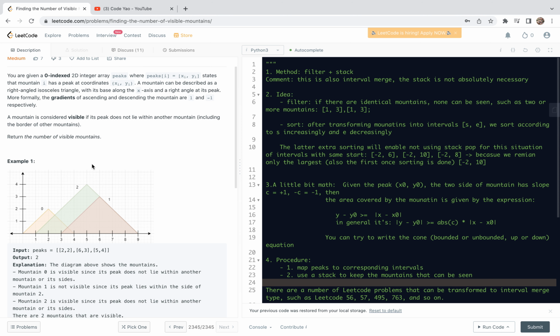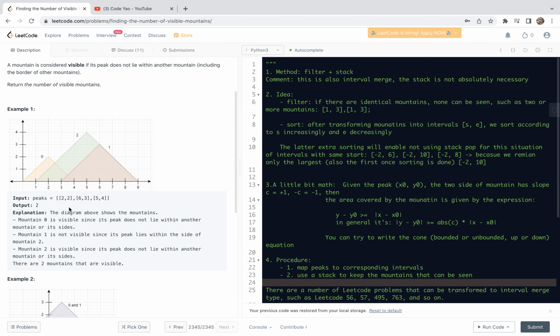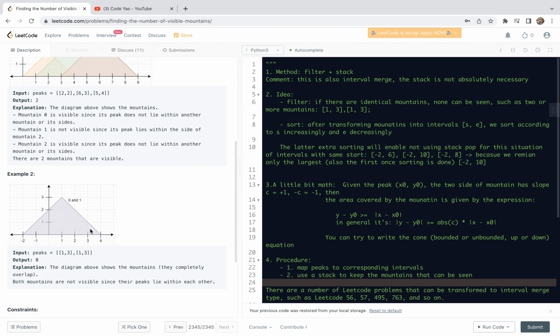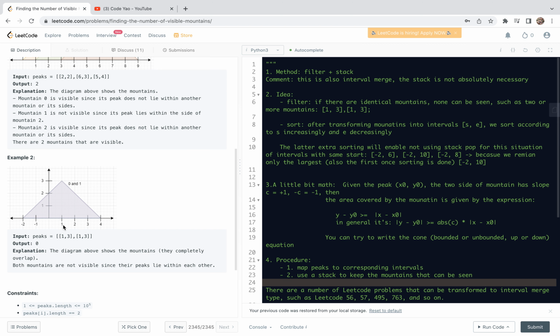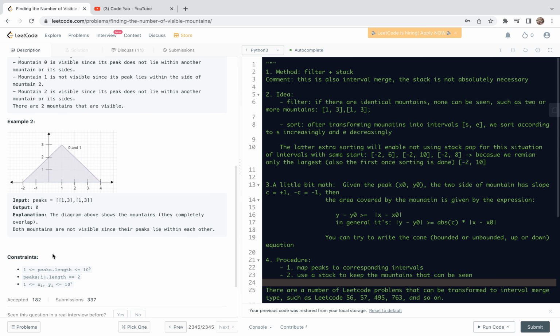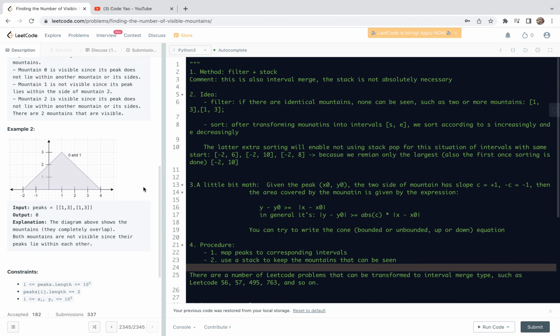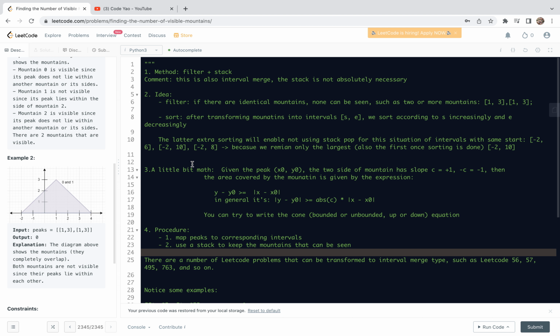This problem asks us to return the number of visible mountains. For example, in example 1, 3 mountains are given, and 2 of them can be seen. In example 2, we have 2 mountains, and they are identical, so we can see none of them. The main constraint on this problem is that the number of mountains can be up to 10 to the power 5, which is a decently large number. With that said, let's look at the method here.